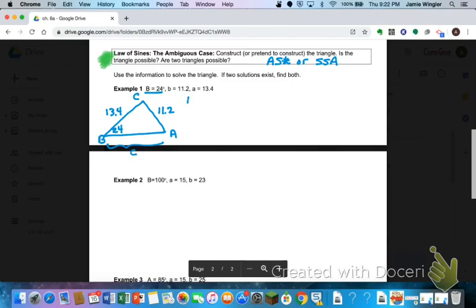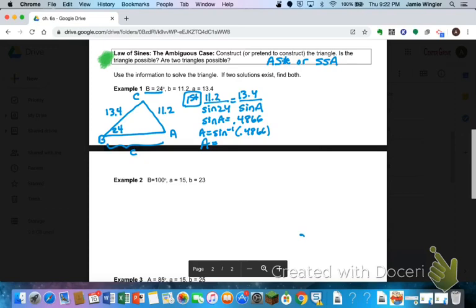So I'm going to try to find the dimensions for my first triangle. I'm going to take 11.2 over the sine of 24 and set it equal to 13.4 over the sine of A. Remember, you got to cross multiply, and you're going to get the sine of A to equal 0.4866, and then you take the inverse sine of 0.4866 to find angle A. And we get angle A to be 29 degrees.